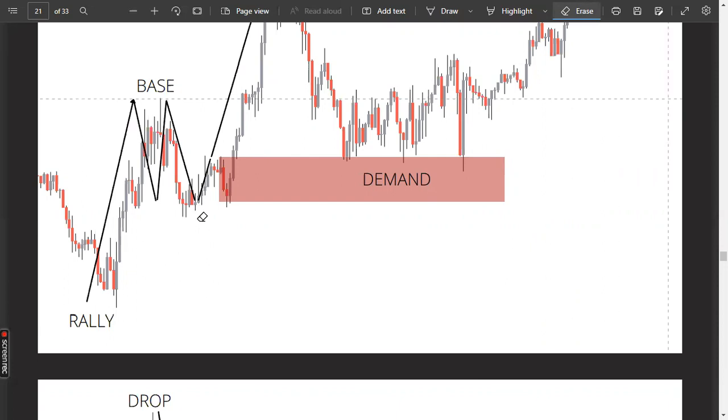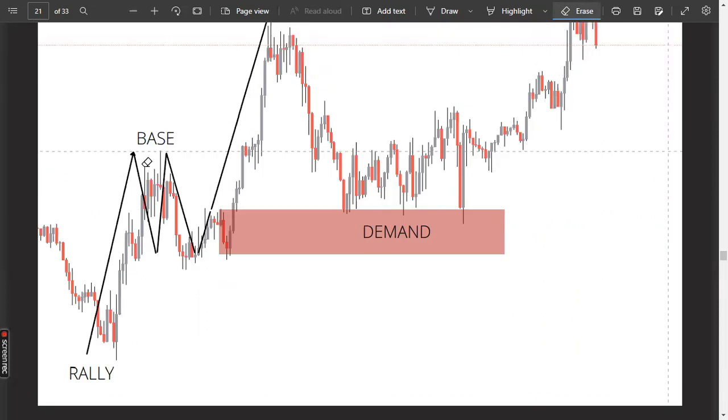You can actually see from here what they call rally base. So this is how a demand zone is drawn. This is how a demand zone is drawn. And you can actually see the money is drawn in the whole consolidation area, the whole consolidation area.